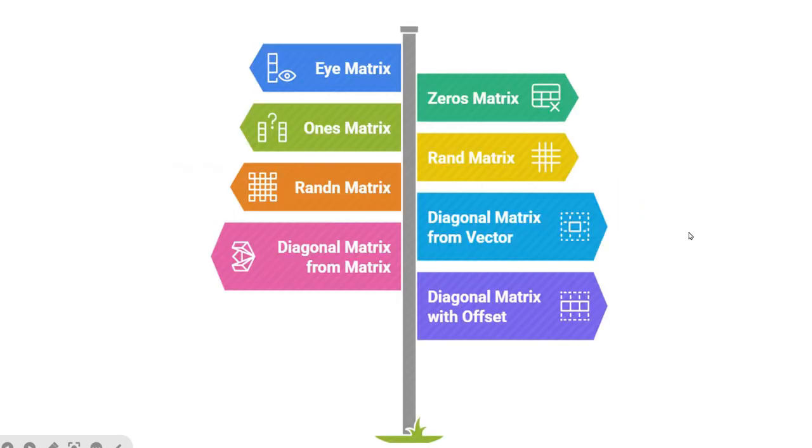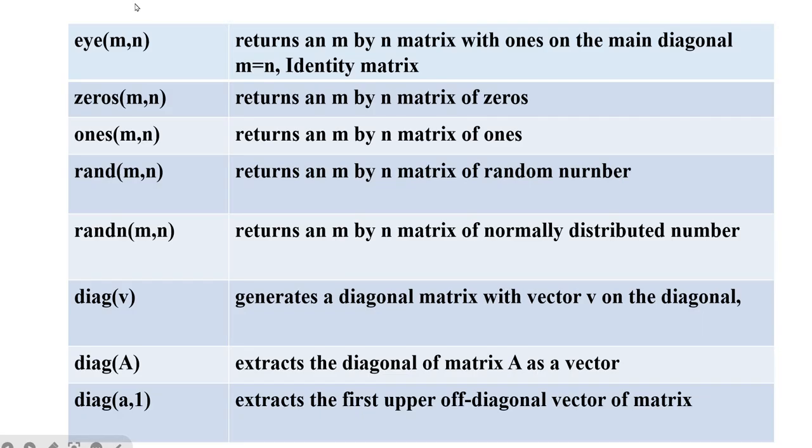In this video, we will see about the utility matrices. That is, there are some special matrices and also what will be the operations on these matrices. These are some of the utility matrices: the I matrix, zeros matrix, ones matrix, random matrix. Then you have a random normal distributed matrix. You have a diagonal matrix from the vector, a diagonal matrix from the matrix, and a diagonal matrix with offset. We will see all these here.